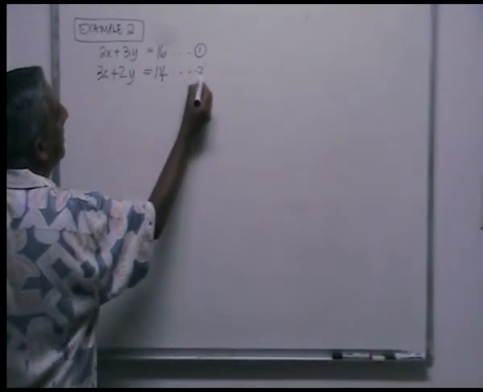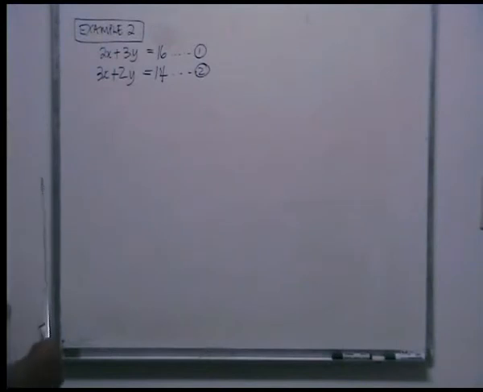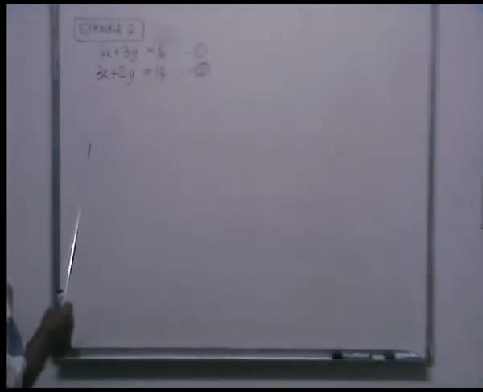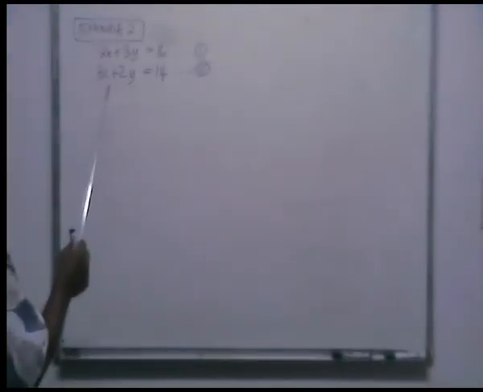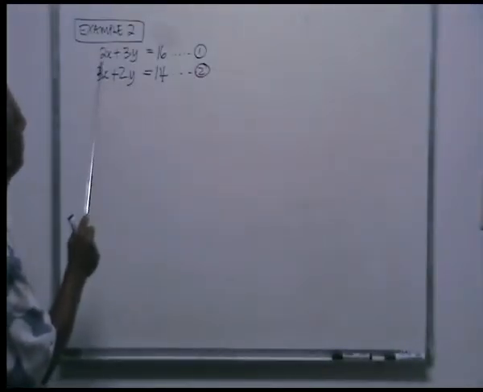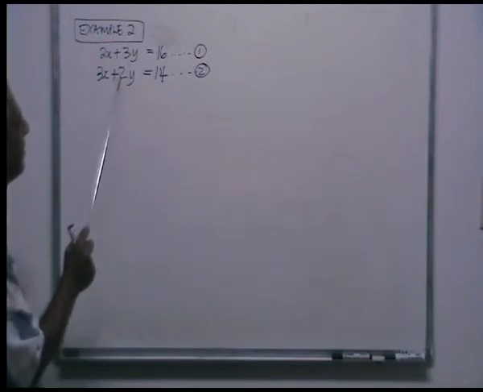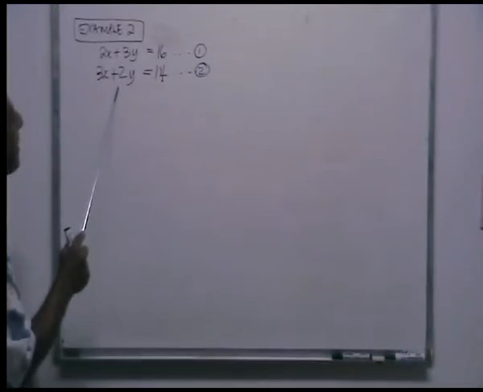You'll find that it's not as simple as example 1. Because in example 1, we had a y, just a y. But now if you look, you've got 2x and you've got 3y. So when I take the first one and put it in the second one, there's going to be a fraction.